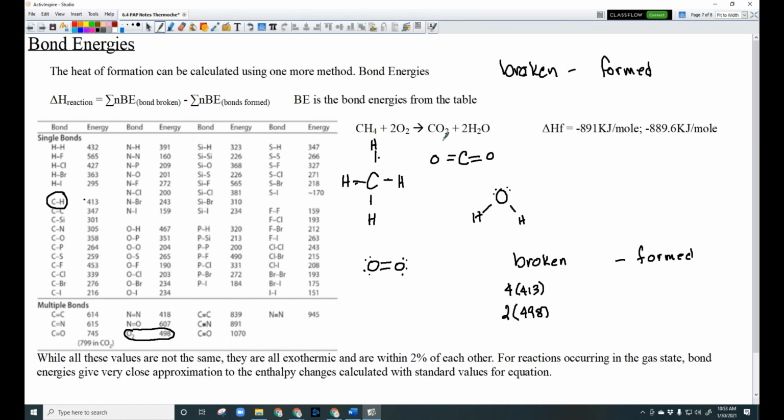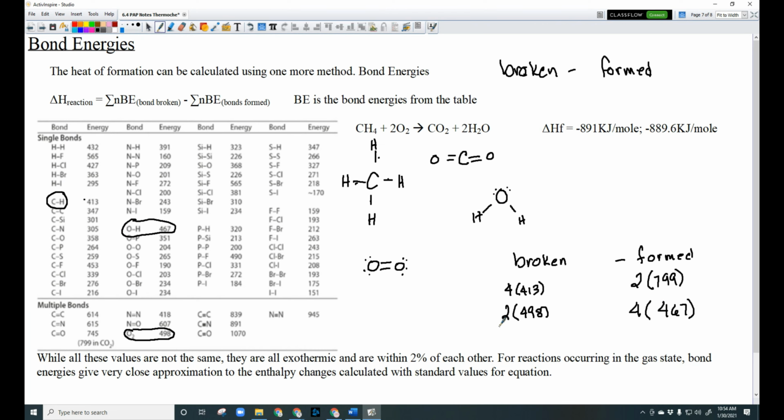Now the bonds that are being formed, I have carbon dioxide here. So I have 1, 2 carbon oxygen bonds in carbon dioxide. So that's 799. And then here I've got 2 hydrogen oxygen bonds, right? 2 of these, but there's 2 moles of it. So that's 4 total oxygen hydrogen bonds. And let's find that right here. Oxygen hydrogen bonds, that's 467.